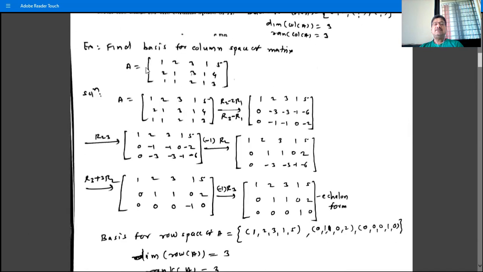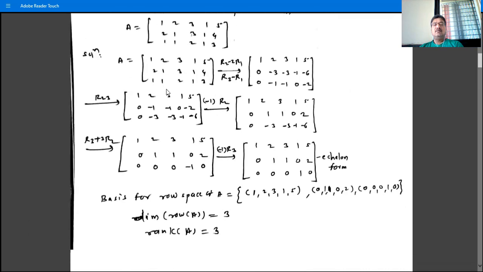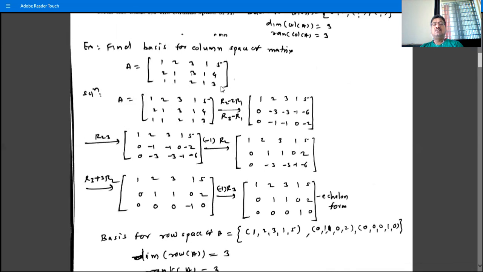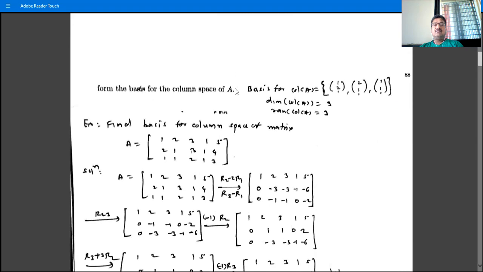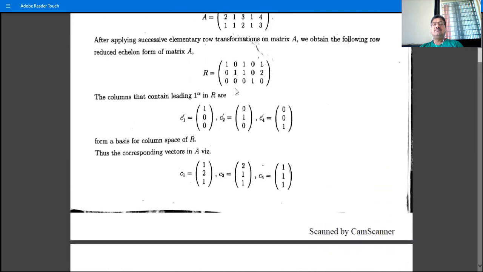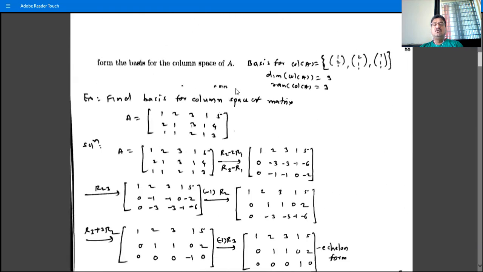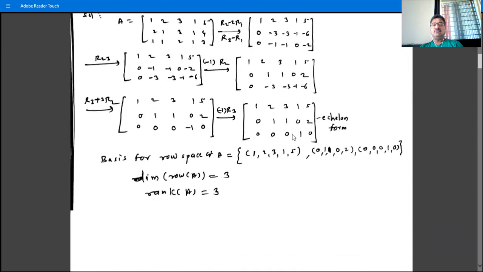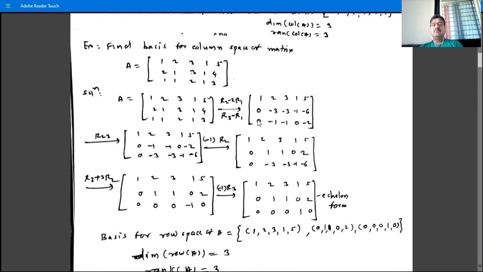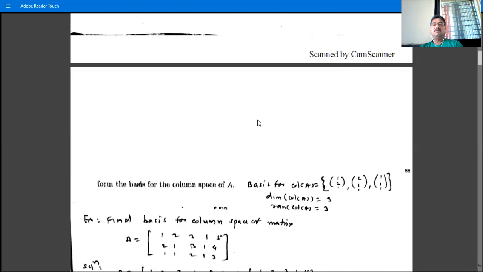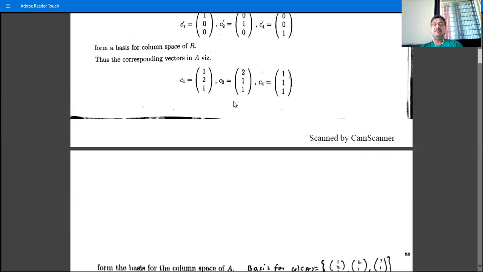So find the basis for the column space of the matrix 1 2 3 1 5, 2 1 3 1 4, and then 1 1 2 1 3. That is the same matrix. 1 2 3 1 5, 2 1. So we have to reduce this matrix to echelon form. Okay. So this is the simplification of this example.